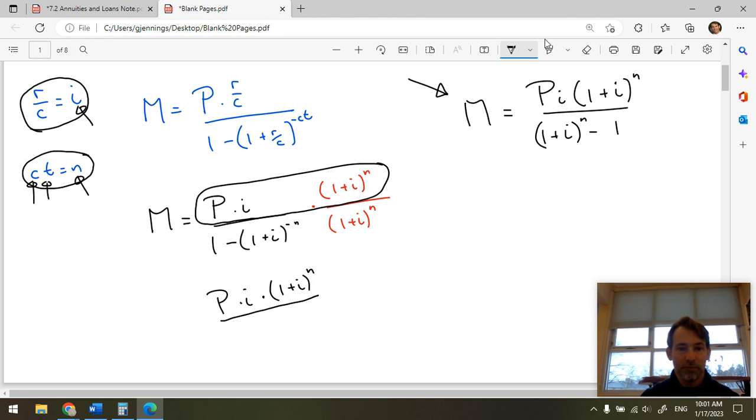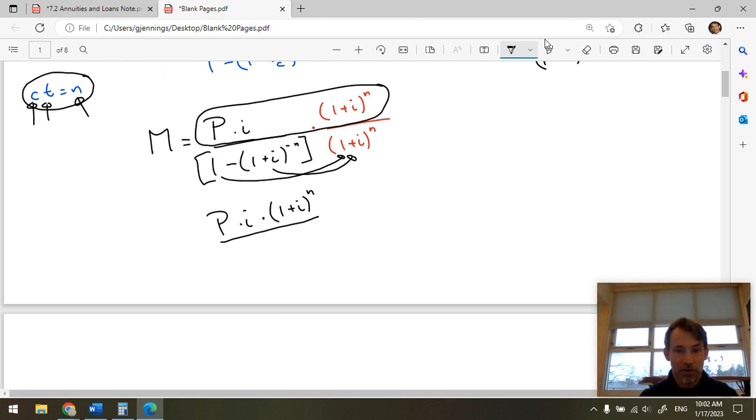Now let's multiply the bottom. To do that, let's remember that we have to put that in brackets, and this distributes. That gets multiplied, and that gets multiplied, both terms. 1 times something is just the something, so that will be (1 plus i) to the n. And then minus this thing times that thing. So let's just write that over here: (1 plus i) to the negative n multiplied by (1 plus i) to the n.